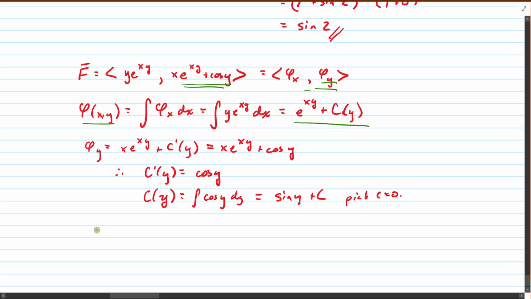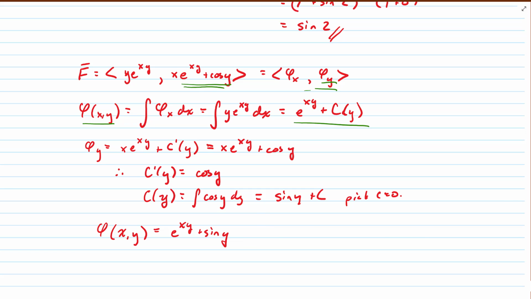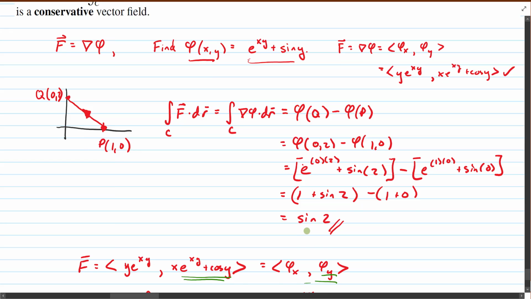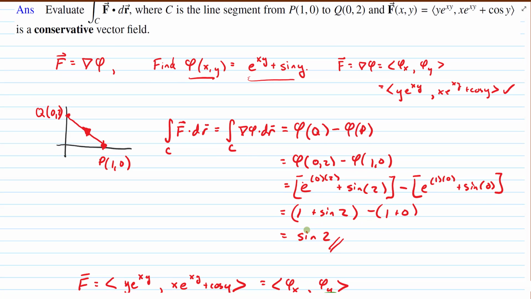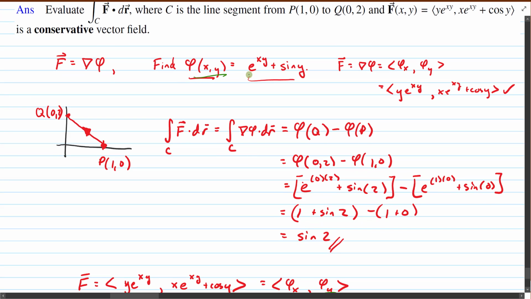So putting all that together, that's how we find that our phi of xy is equal to e to the xy plus the sine of y. Some people may say plus c, but I don't need that. So that's how we found, and I did that by inspection without really doing the calculation, what our phi of xy was.